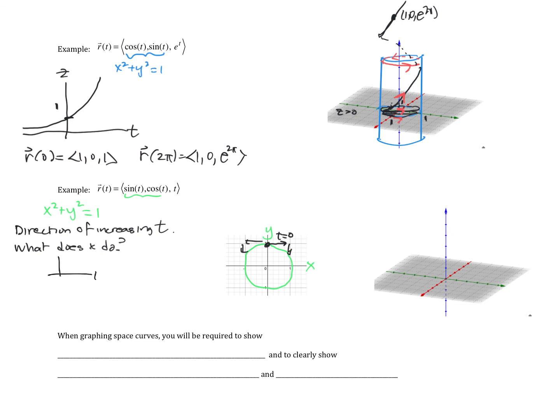X here, x is sine of t. So sine of t looks like this, which means that as t increases, x is increasing. As t increases from 0, x increases. Which means on my green graph there, I'm going to start by moving to the right.